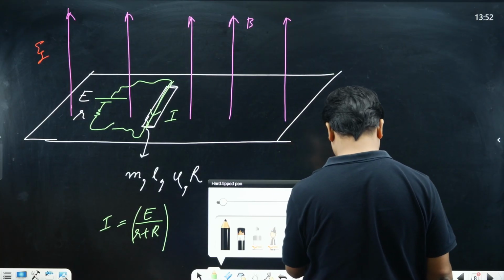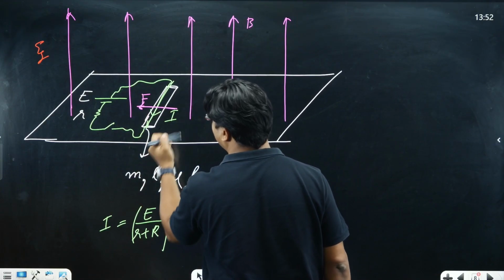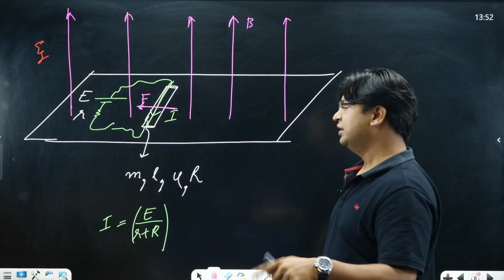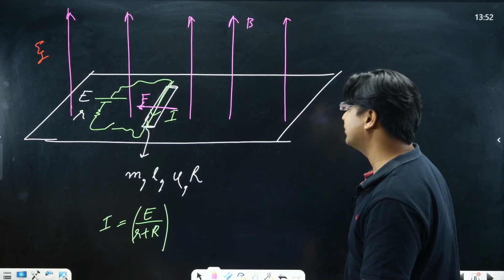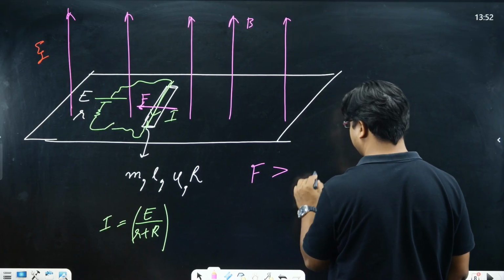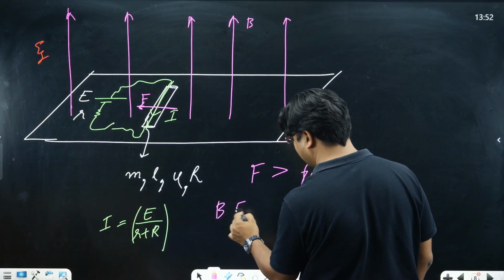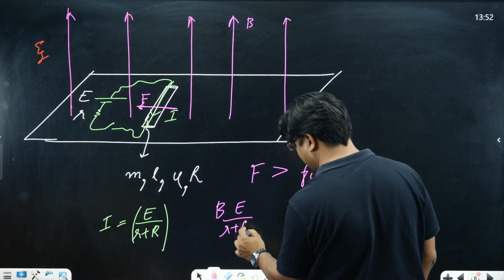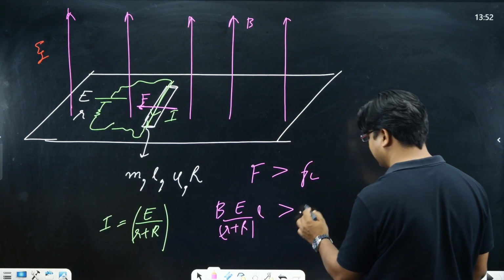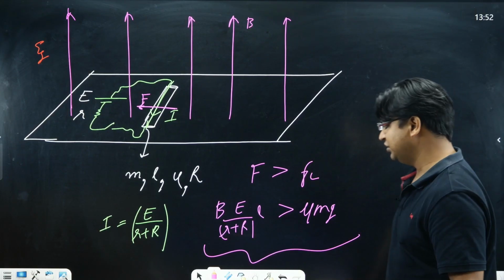So the rod will experience a horizontal force in this direction, and if this force overcomes the friction force, then the rod will move. So if my requirement is that the rod should move, I would want F to become greater than the limiting value of the friction. In other words, B into I into L should become greater than mu mg. So this is the fundamental equation that we will use to solve this question.